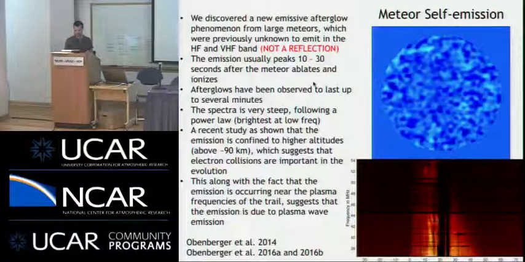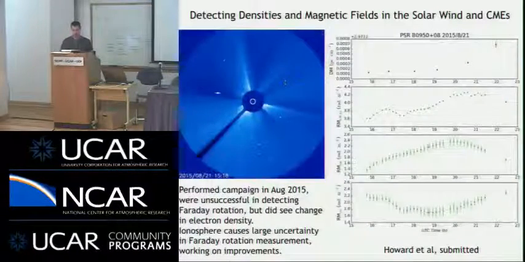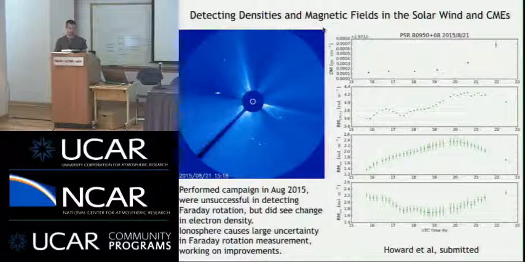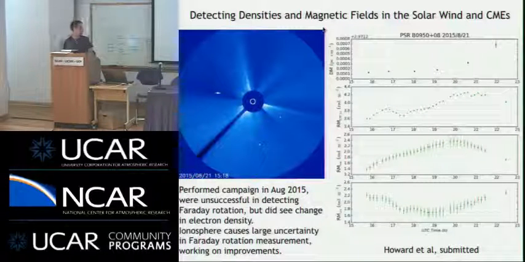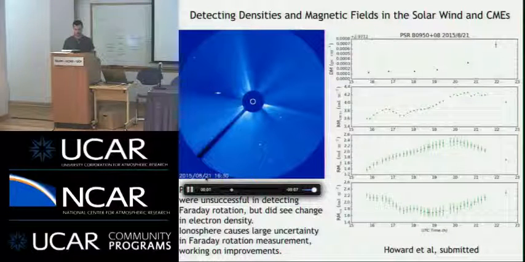So going on to science that we can do. So this is science that we've done with the LWA-1 station only. It's been operational for about 4 years, so we've had some time to play with it and do some things. One of the things we did was observe a pulsar, which is shown as this yellow dot here. It's about 4.5 degrees away from the sun at this time.